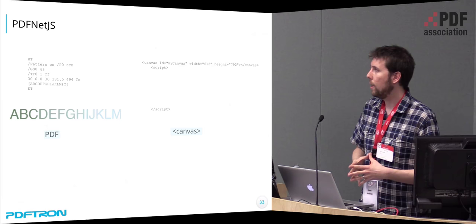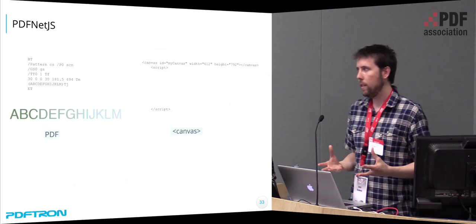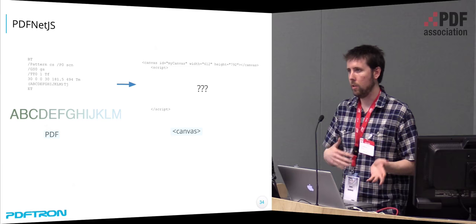On the left here, you have a text snippet. It's some text in PDF that is filled with a gradient, and the text and the gradient both have different transforms on them. And in Canvas, you can't do this. They both must have the same transform. So how can you represent this in Canvas when your program goes and tries to find the Canvas equivalent?